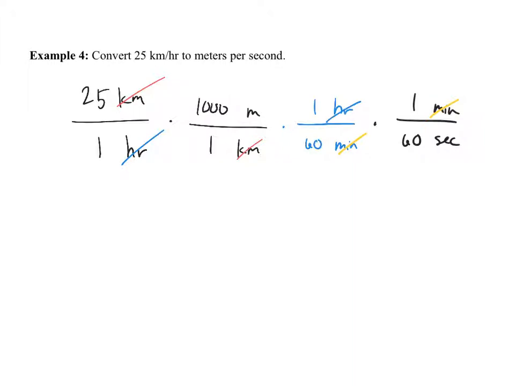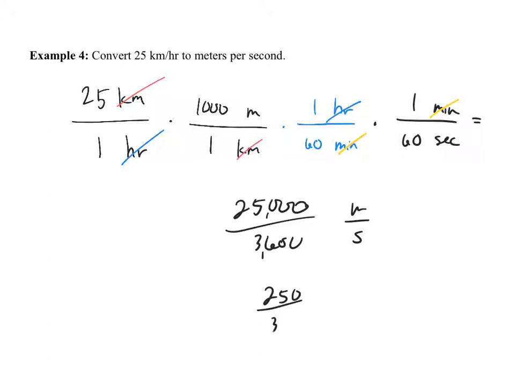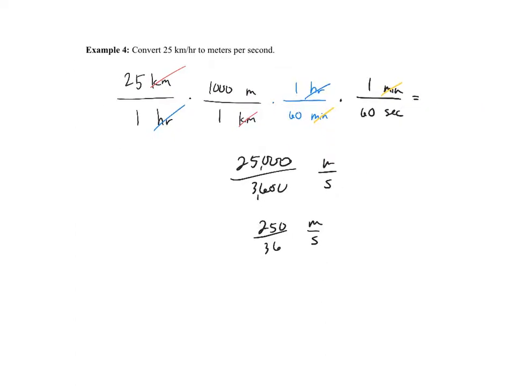Okay, so as a result, what do we get? 25 times 1,000 is 25,000. Over 3,600, I can drop off two of my zeros. So it becomes 250 over 36 meters per second. What is that approximately? Seven, eight, something? Around seven? Give me a nearest tenth, six point what?